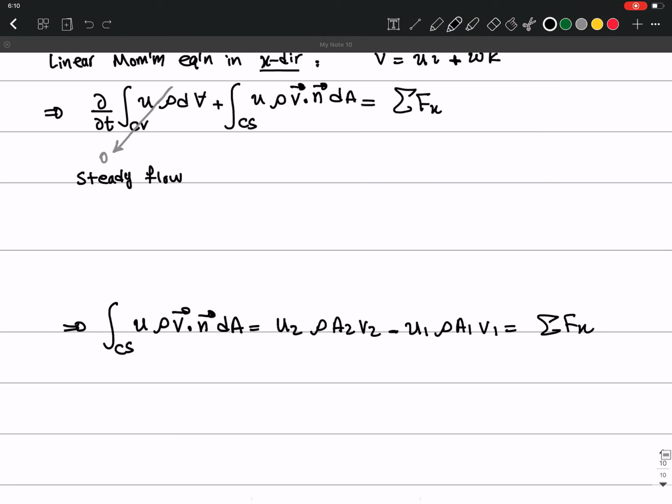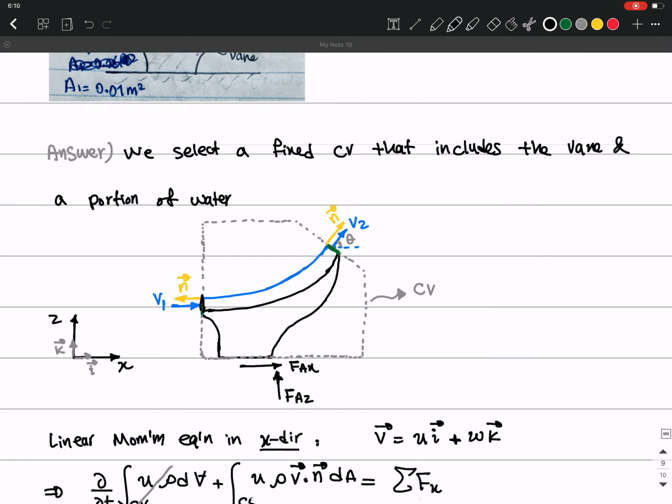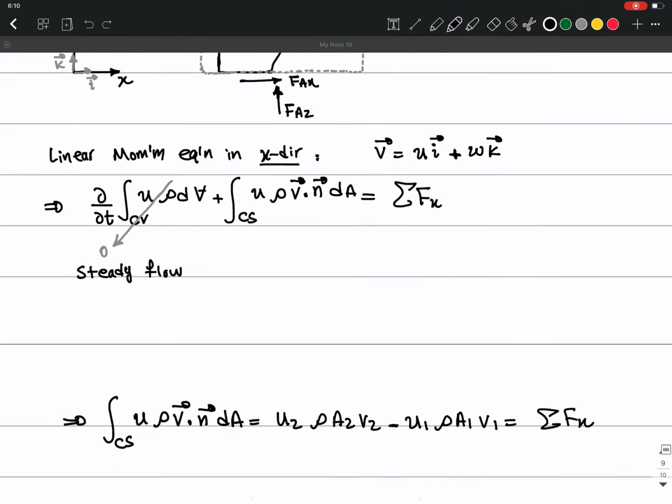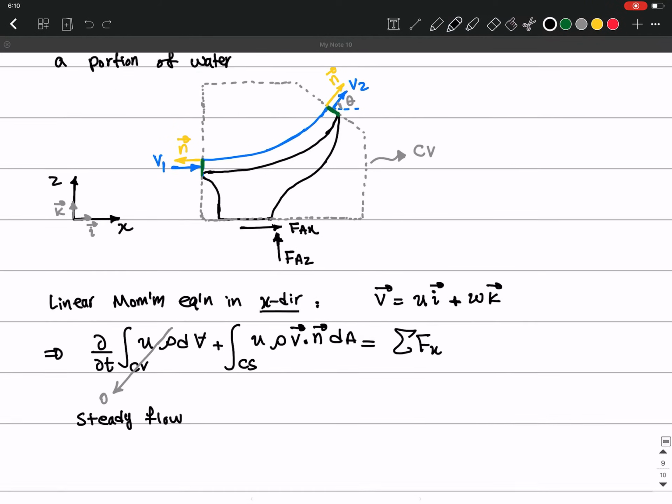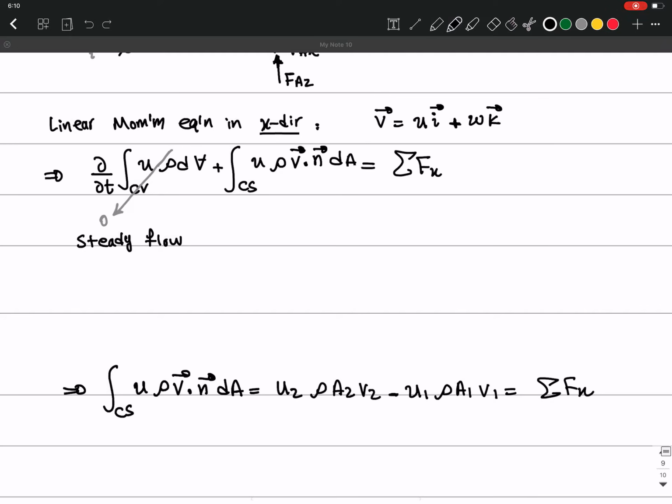So this is going to be the integral over the control surface for this simple problem. Because V is also constant along the control surface here, we can just take it out of the integral and simply write A1 and A2 times V1 and V2. Okay?